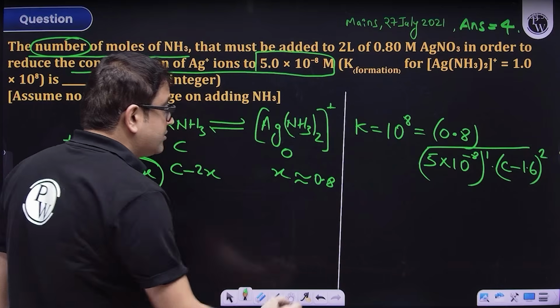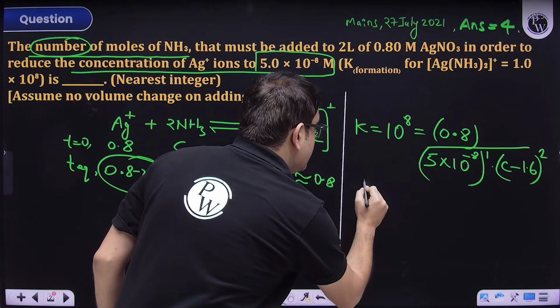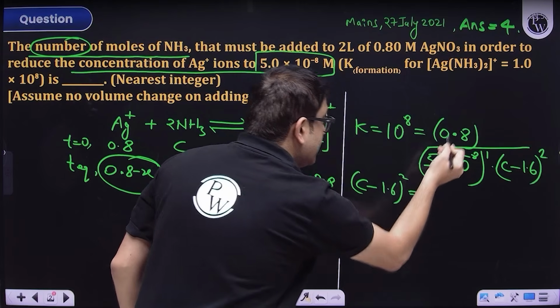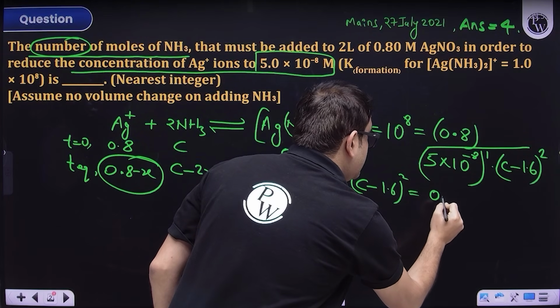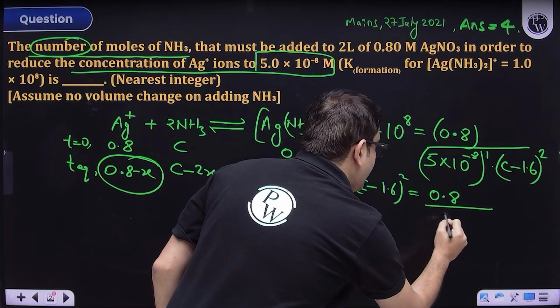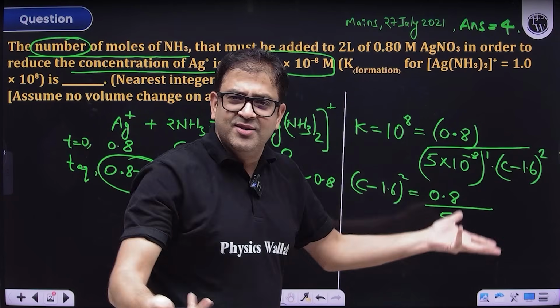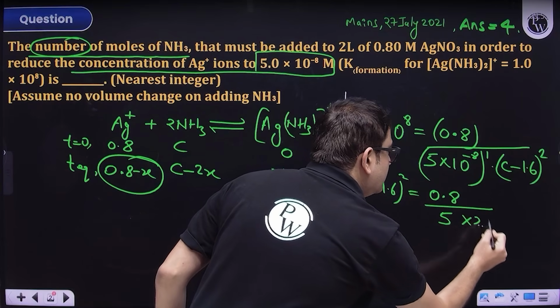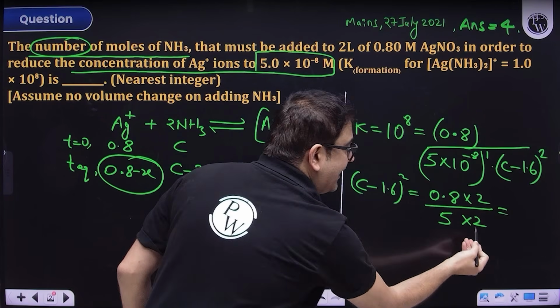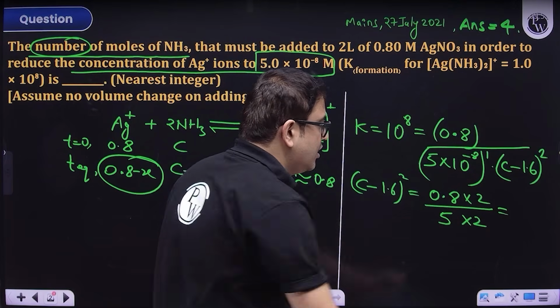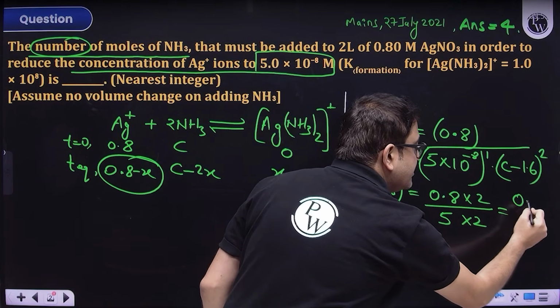So let's solve this. (C minus 1.6) square becomes equal to 0.8 upon 5, because 10 raised to power 8 minus Z is gone. You can do this thing also: multiply by 2. So this is 10 and this becomes 8 into 2 is 16, that is 1.6. So 1.6 upon 10 will make it 0.16.